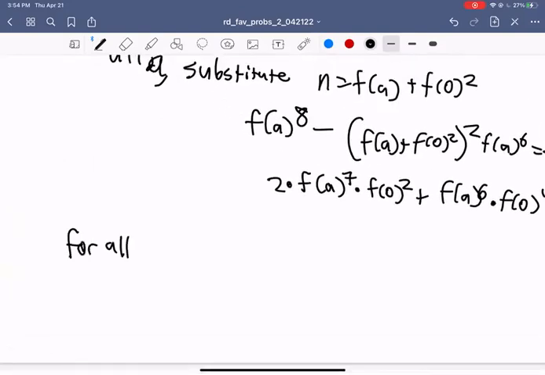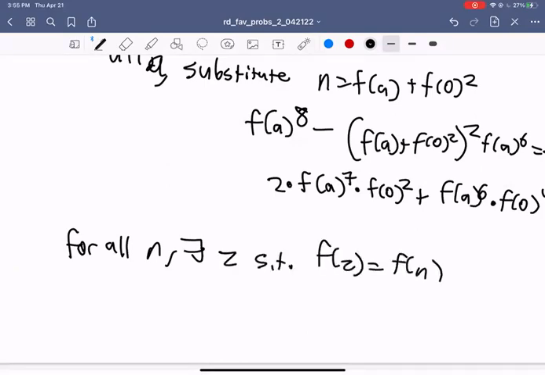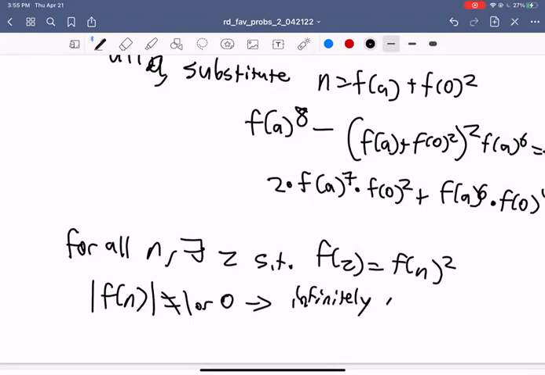there exists z such that f(z) equals f(n)^2. So if the magnitude of f(n) is not equal to 1, and it's non-zero, there are infinitely many distinct values in the range of f, because we can just infinitely continue squaring f(n).